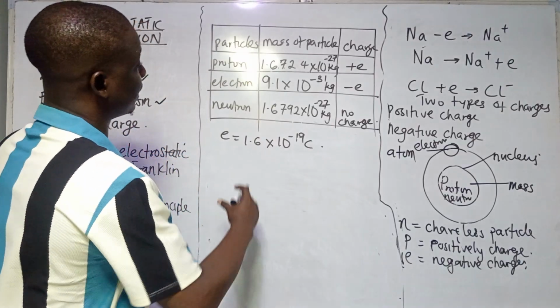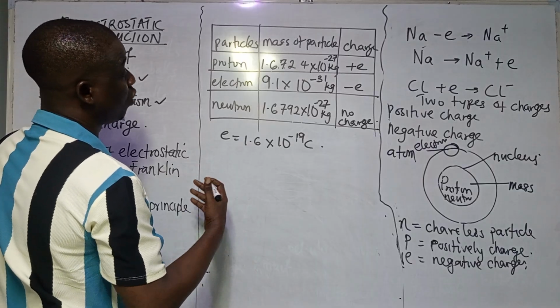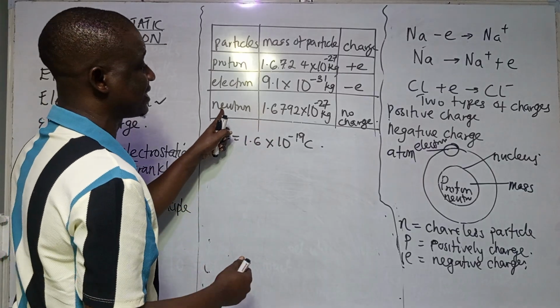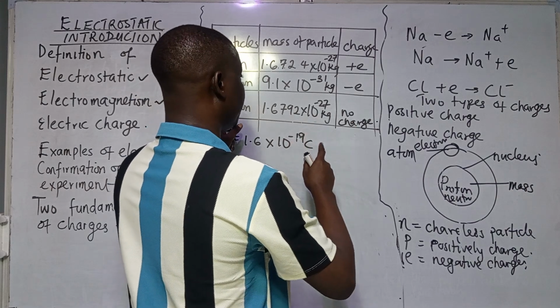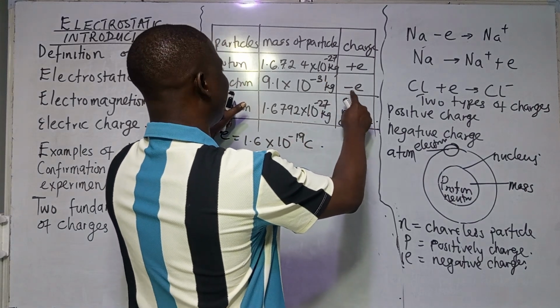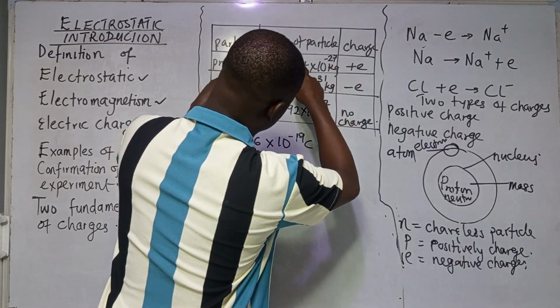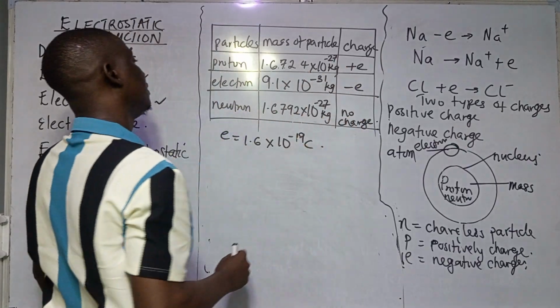So don't forget that this table can also help us to know that this one is chargeless, but it has mass. Then this one has mass and also has negative charge. The positive charge also has mass. So this one is positive, negative, and neutral.